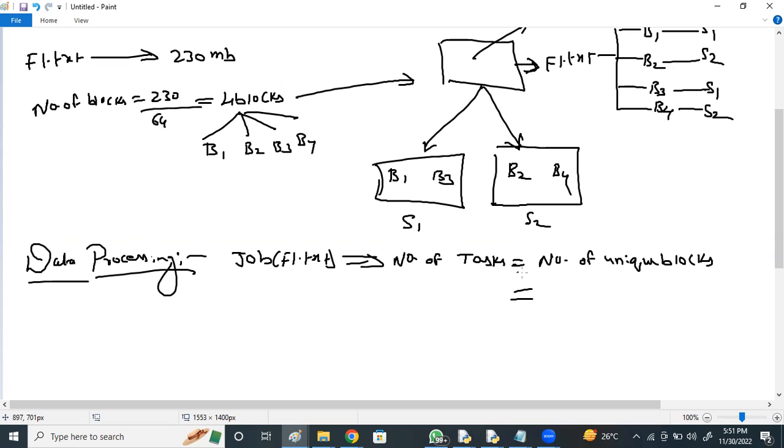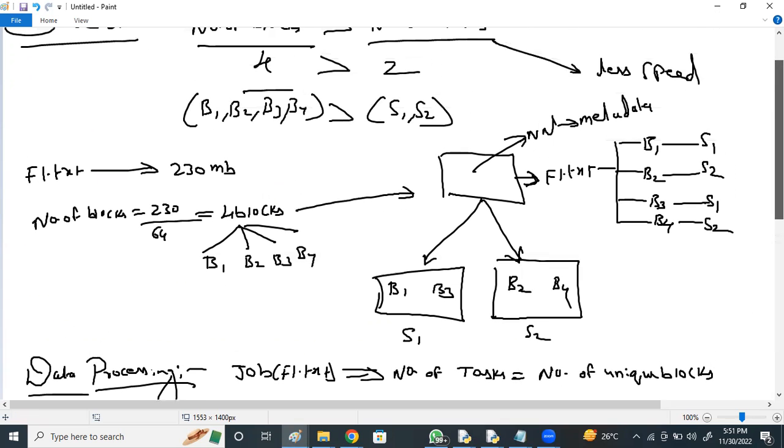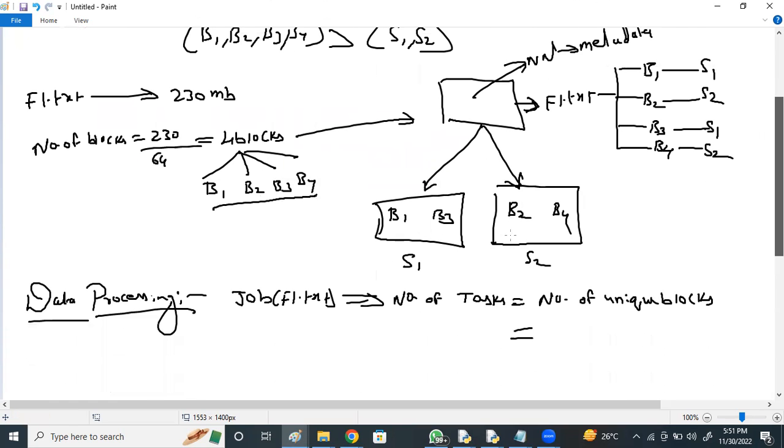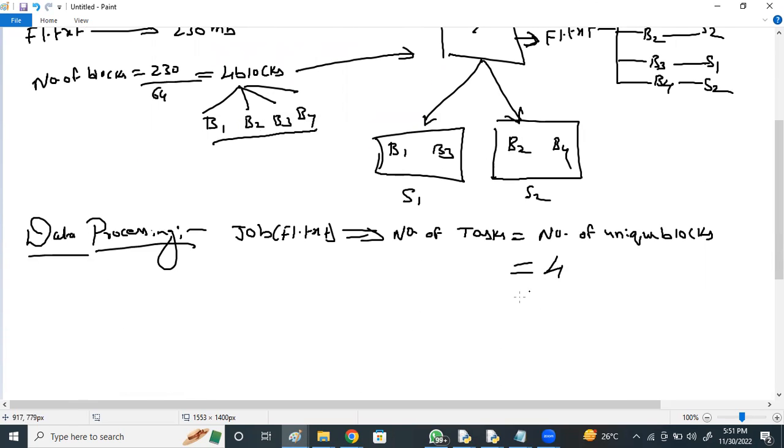Number of tasks equal to number of unique blocks. How many unique blocks here? Try to answer. How many blocks here? 4 blocks: B1, B2, B3, B4. 4 blocks means executing 4 blocks we require 4 tasks, right? T1, T2, T3, T4.